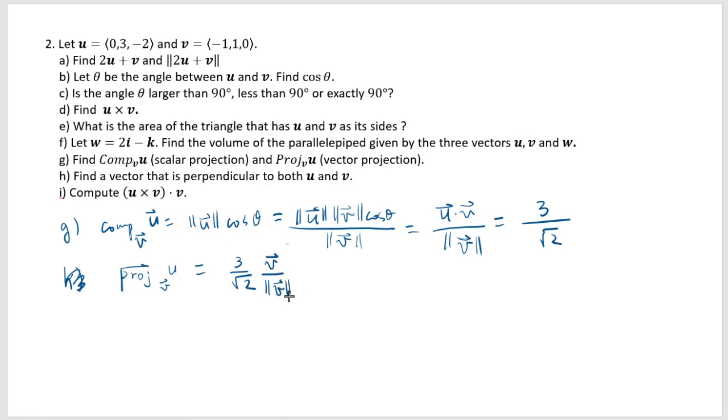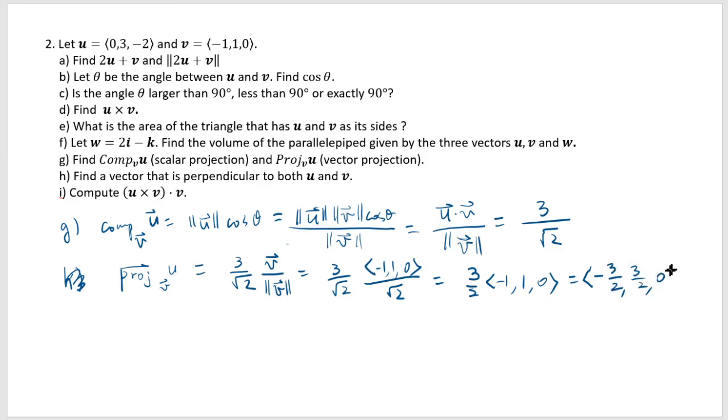So the unit vector in the direction of V is, you normalize the vector V. And we know that vector V is negative 1, 1, 0, and the norm of vector V is radical 2. So that's going to be 3 over 2 times negative 1, 1, 0. Now this is a perfectly fine answer, but you could also rewrite it as negative 3 over 2, 3 over 2, and 0.